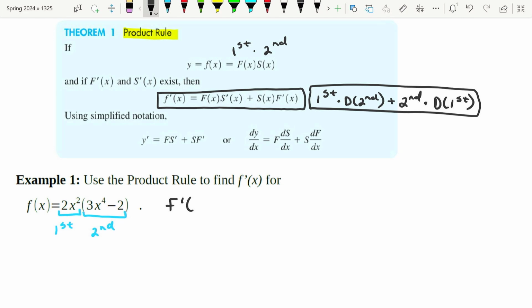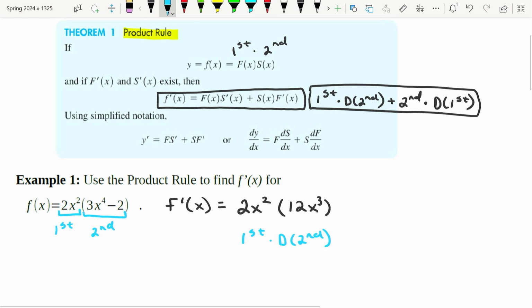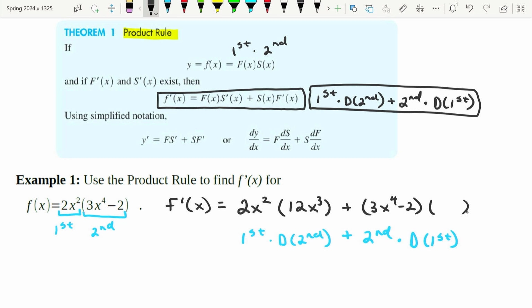So again, f prime of x, we start off by writing the first, 2x squared, times the derivative of the second. The derivative of the second being the derivative of 3x to the fourth minus 2. What is the derivative of that part, 3x to the fourth minus 2? That would be 12x to the third. That's first times derivative of the second, plus the second times the derivative of the first. So we go plus 3x to the fourth minus 2 times the derivative of the first.